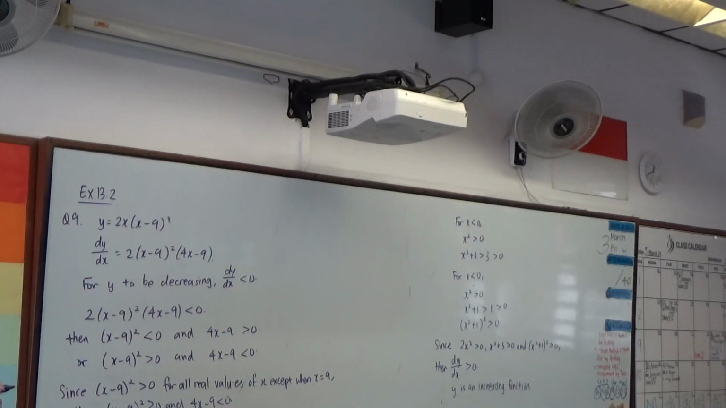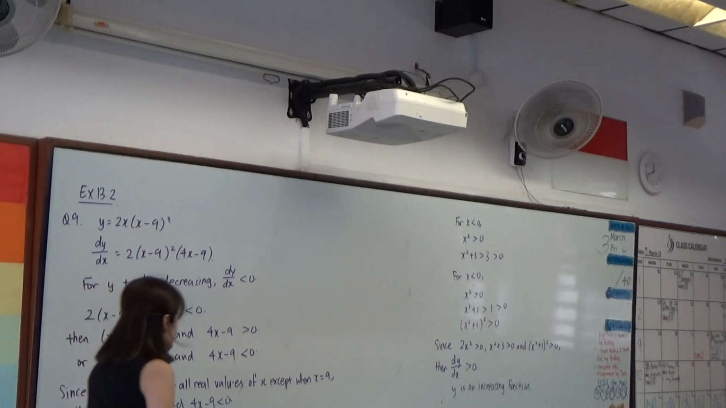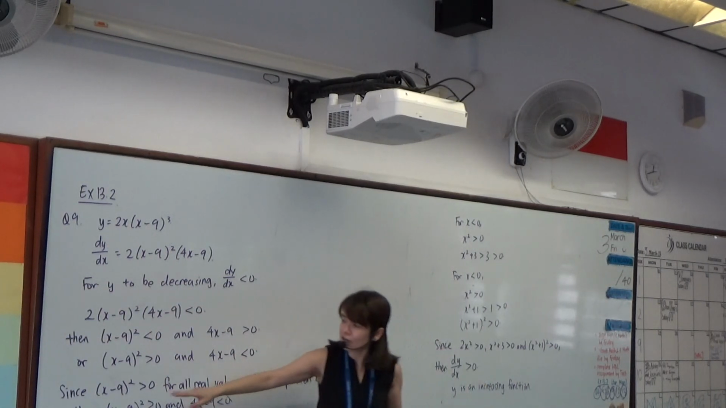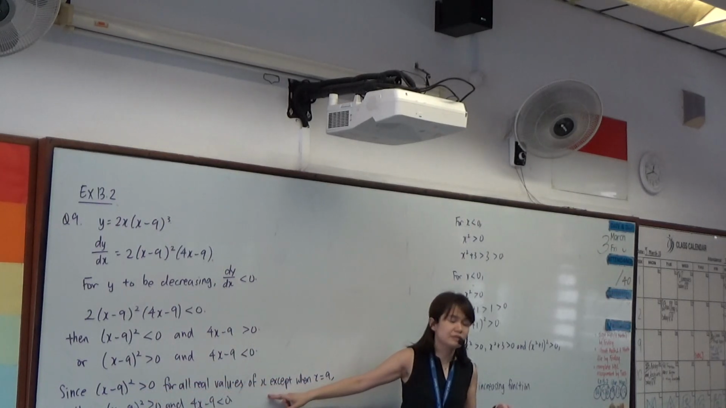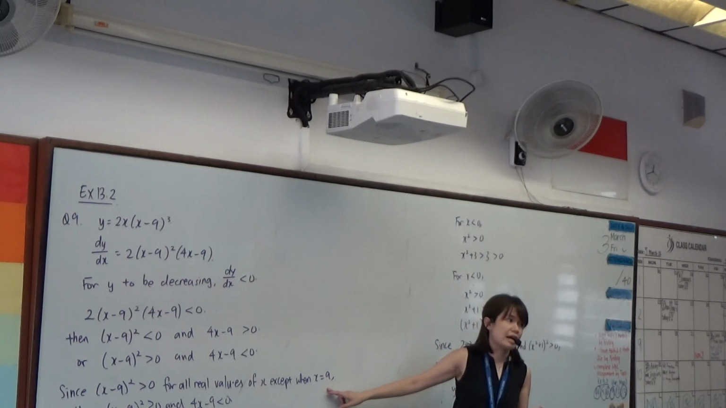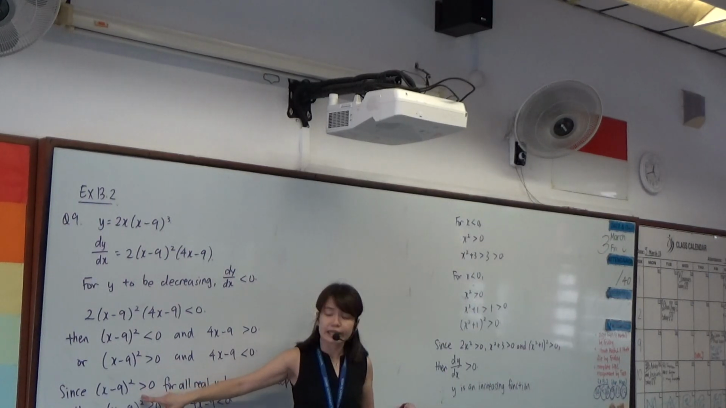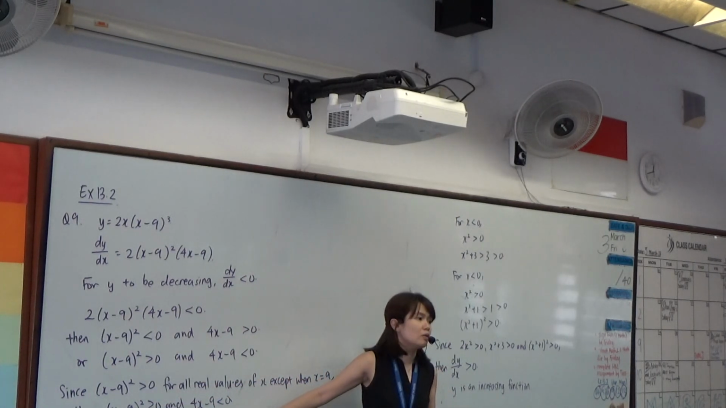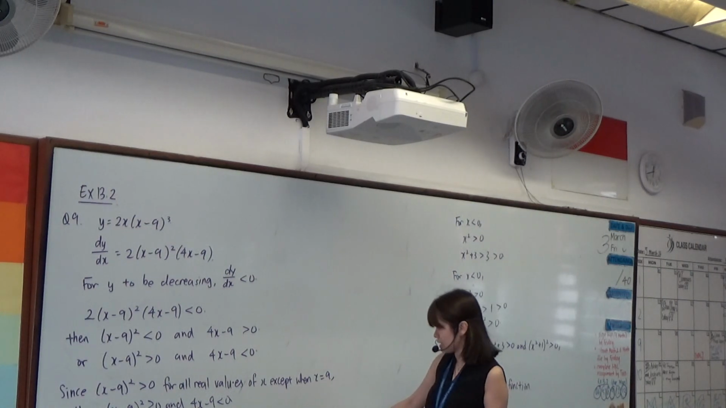Yes, Vanessa. Sorry? How I did the differentiation? Okay, then let me finish this part first. Because we know that the square one will always be positive for all real values of x, except when x equals 9. Because when x equals 9, this one will be equal to 0. It cannot be strictly positive anymore. Therefore, we know that the case that we're looking at is (x minus 9) squared more than 0 and 4x minus 9 less than 0.